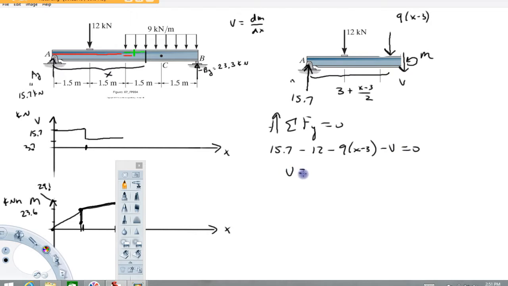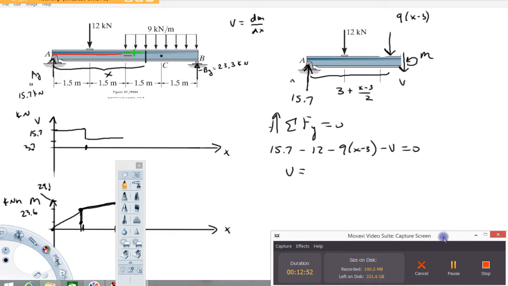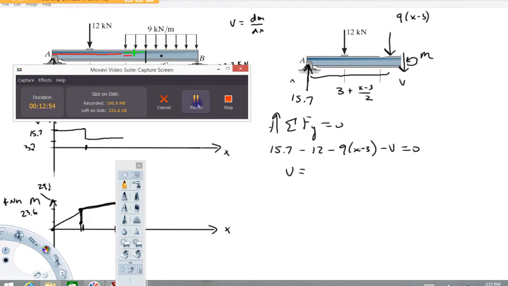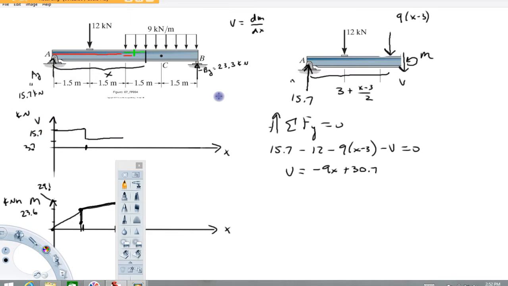So the shear is going to equal, I'm going to take a moment and pause this while I solve for that and make sure it's right. Okay, I'm back, and when we solve this for the shear force, here's where we got. And I want to talk a little bit about how I check these to see if they're right.